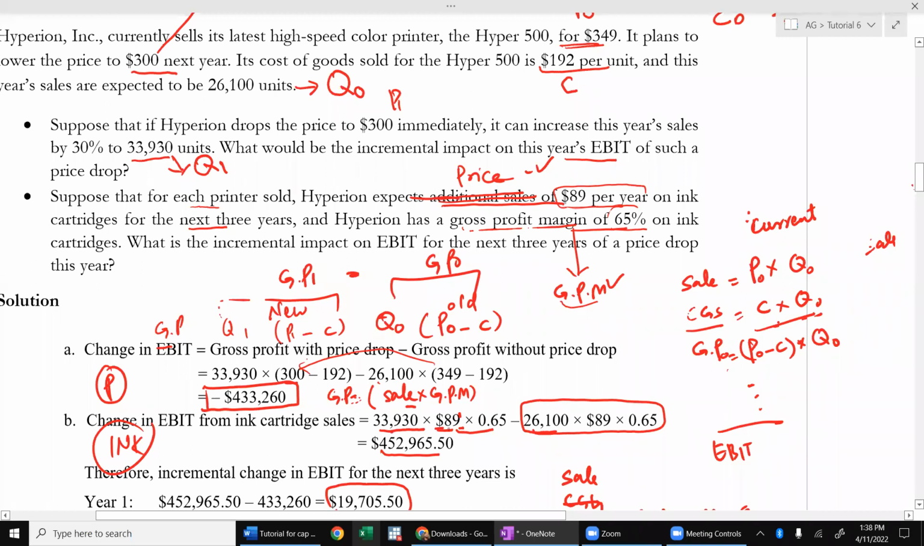Price into quantity will give you sale multiplied by gross profit margin. It means it will give you the gross profit. Similarly, the quantity into price will give you sale multiplied by gross profit margin, which will give you gross profit. Old gross profit, new gross profit, similar to what we have done in our previous question. So this you can get. This information I will update once I do that.